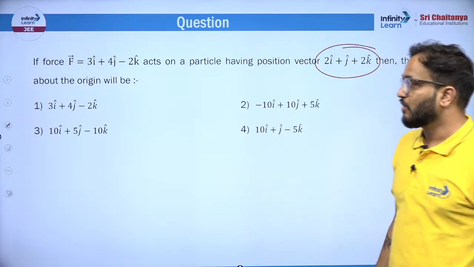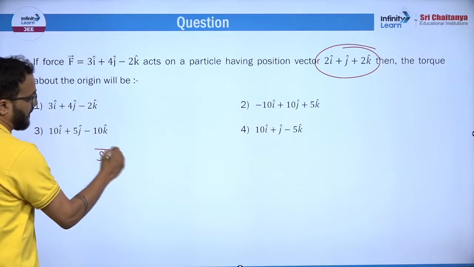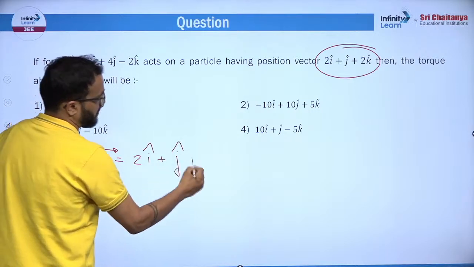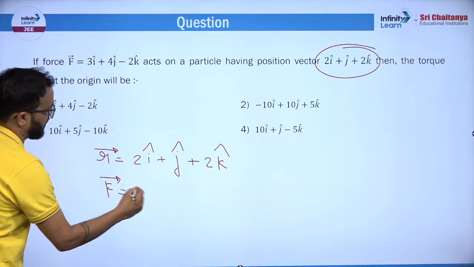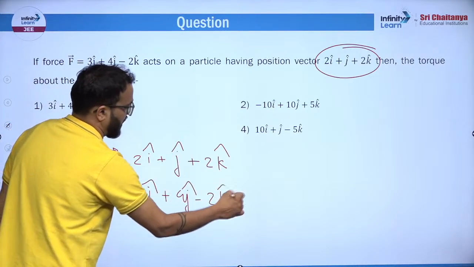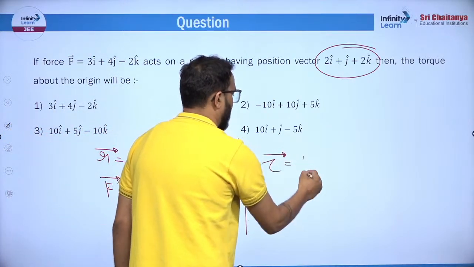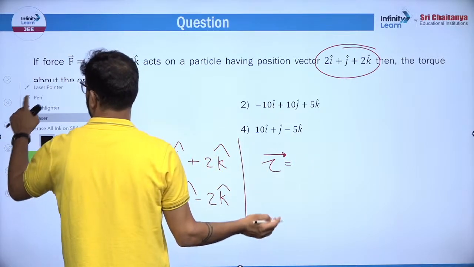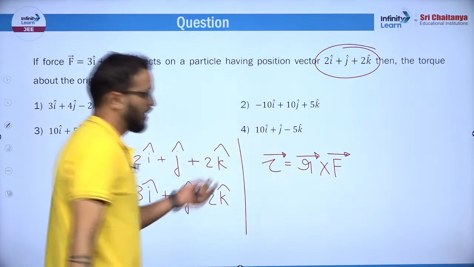Okay, so vector F is given, which acts on a particle having the position vector given here. Then the torque about the origin. So you will say vector r will be 2i cap plus j cap plus 2k cap, and vector F will be 3i cap plus 4j cap minus 2k cap, right? You know vector r, you know vector F. What are they asking? Torque. What is tau? It is vector r cross vector F. Sorry, cross product, not dot product. Do it and get your answer.